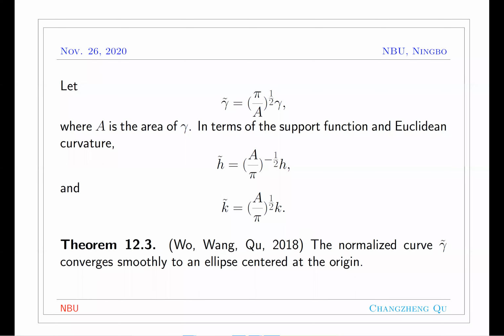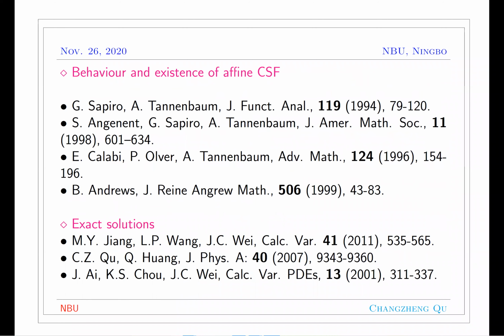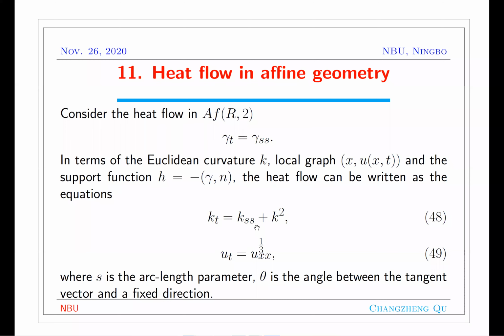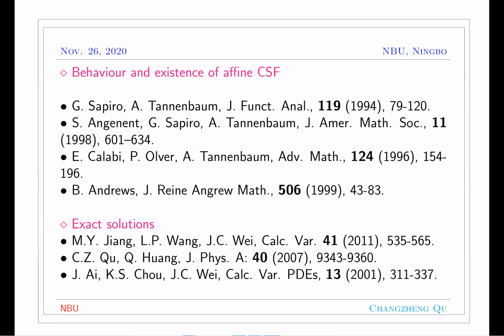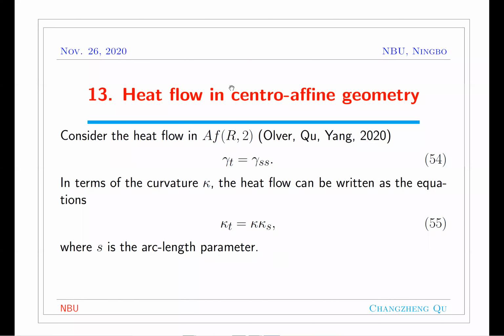Also, interestingly, for the heat flow in the centro-affine geometries, the heat flow is equivalent to the Burgers equations. That is completely different from the affine case. This is the affine case. But for the centro-equi-affine geometries, the equation for the curvature is the same, but for the support function it is different. But for the heat flow in the centro-affine geometries, we get the Burgers equations.